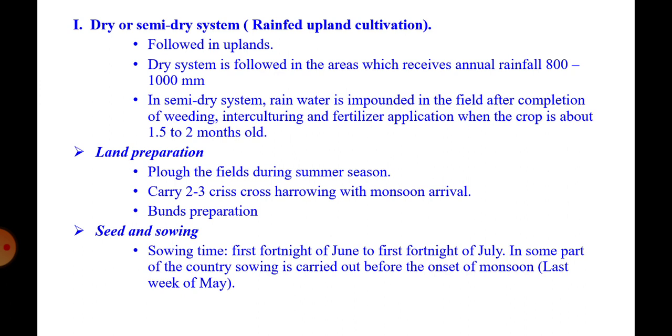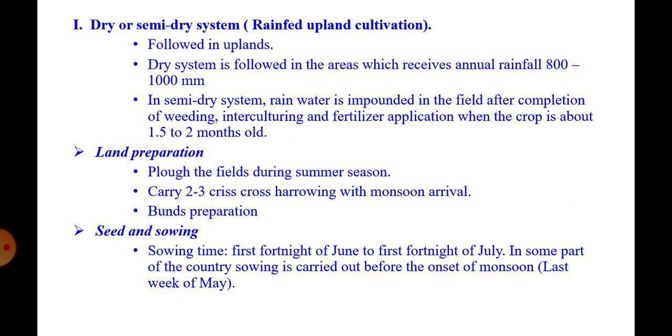Most of the part of UP, Bihar, Orissa, Tamil Nadu and Andhra Pradesh is under rain-fed upland condition. In Maharashtra, this system is followed in Osmanabad, Nanded and some parts of eastern districts of Maharashtra. And in the semi-dry system, rainwater is impounded in the field after completion of weeding, interculture and fertilizer application when the crop is about 1.5 to 2 months old. This type of cultivation is followed in Assam, West Bengal, Eastern MP, some parts of Orissa and Eastern Maharashtra, that is Chandrapur and Bhandara districts.